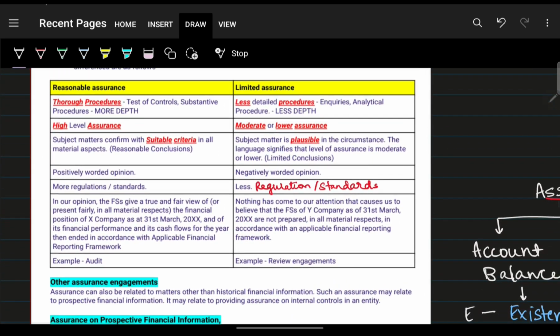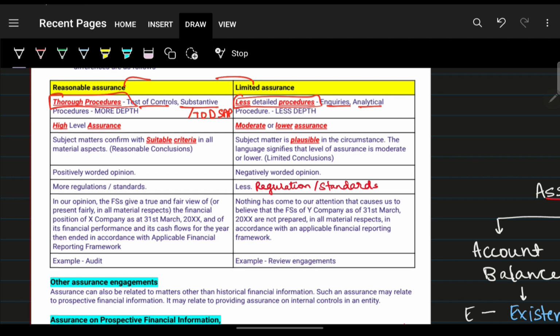Next, let's move to the difference between reasonable assurance and limited assurance. Here thorough procedures are used. Here, less detailed procedures, right? Here we do the test of controls, we do the substantive procedures, which include tests of detail, and then substantive analytical procedures, right? More procedures are involved. Thorough procedures. Here, less detailed procedures, just inquiry and analytical procedures, right? We are talking about that AEIOU, right? So those are the things that he will just provide.